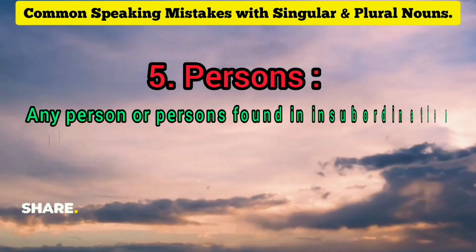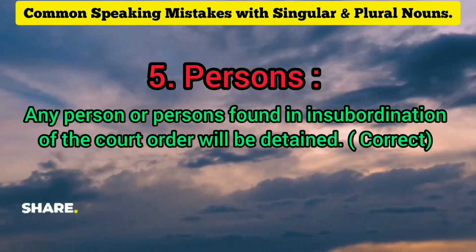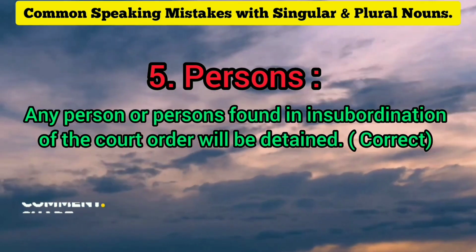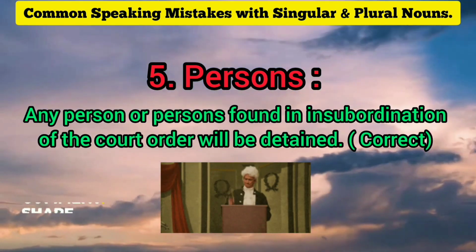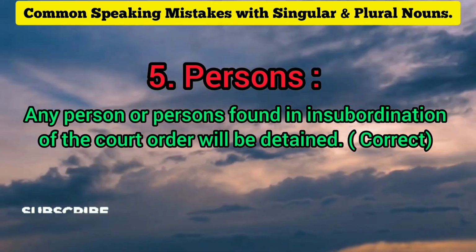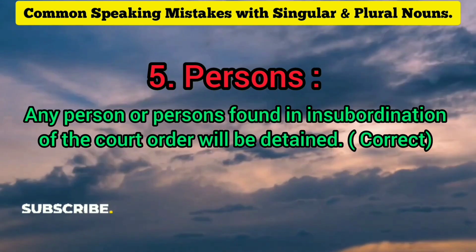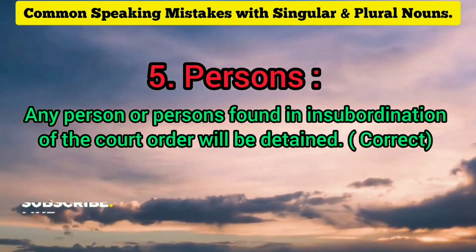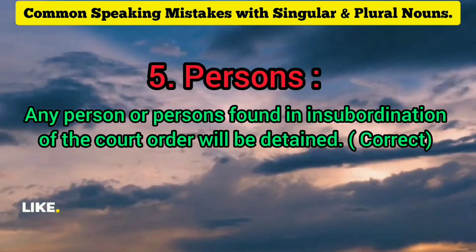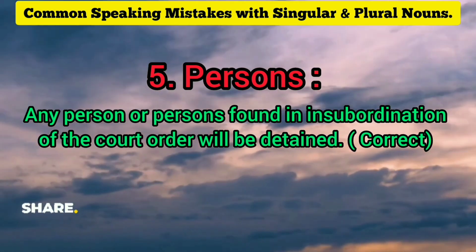But as you see the next example, any person or persons found in insubordination of the court order will be detained. So here I can use persons because I'm conveying a legal message. A legal message is given here. A notice is given. So in case of legal context or legal notice, we can only use persons. And in case of the rest, like I saw 5 people, not persons. Okay, there are 4 people standing outside, not 4 persons standing outside. So I'm quite sure it's crystal clear. Try to remember it. It's very important and it is commonly mistaken also.